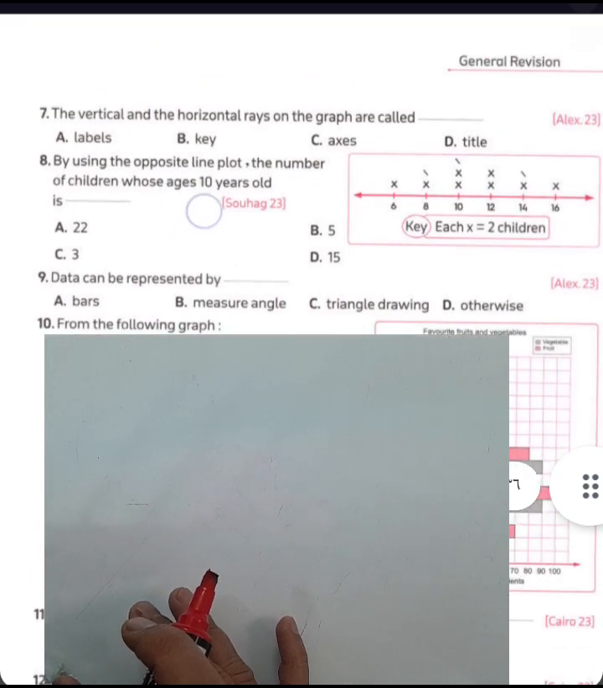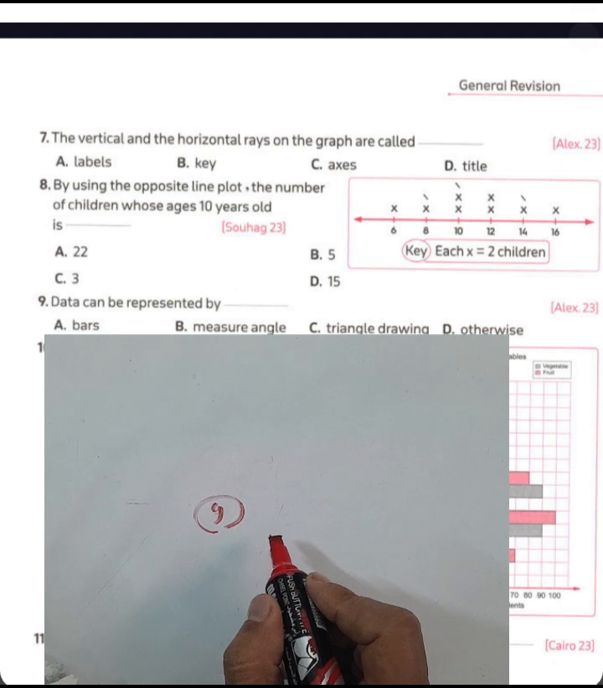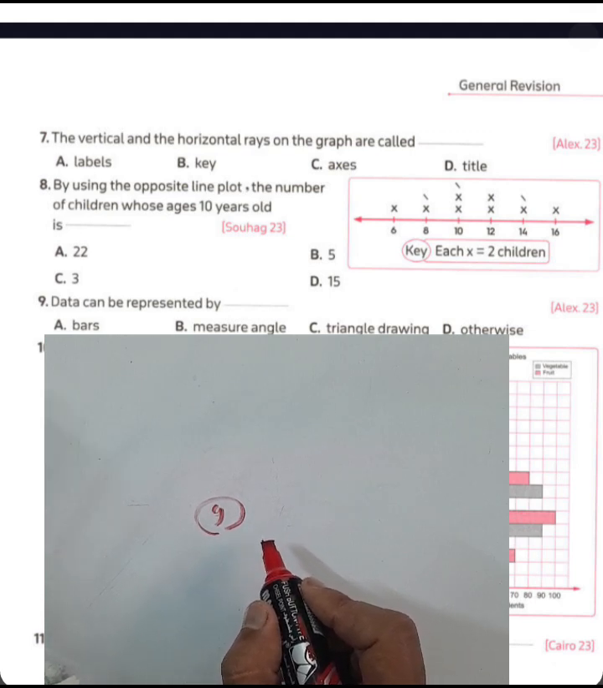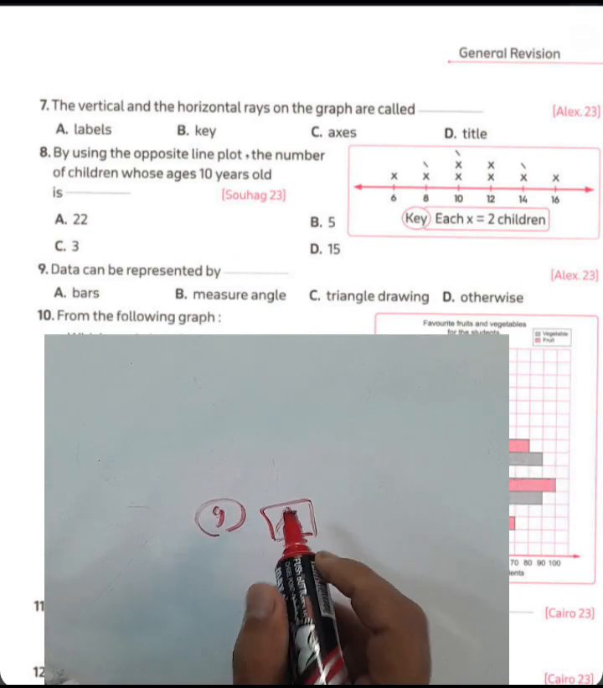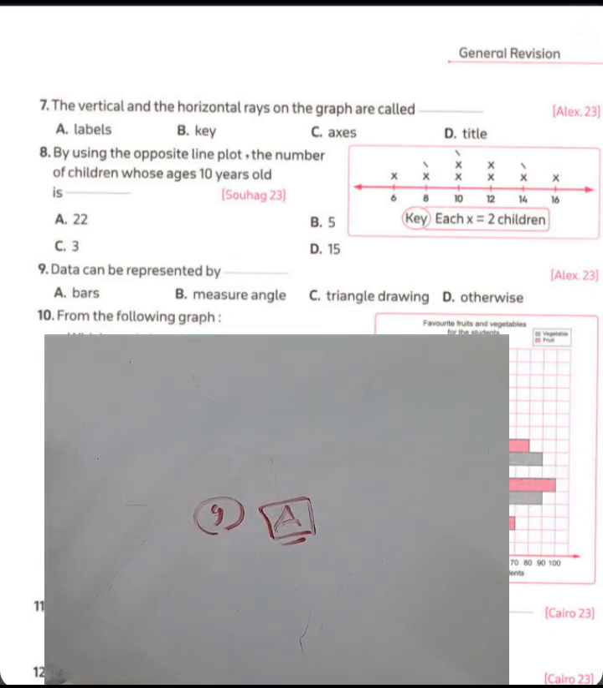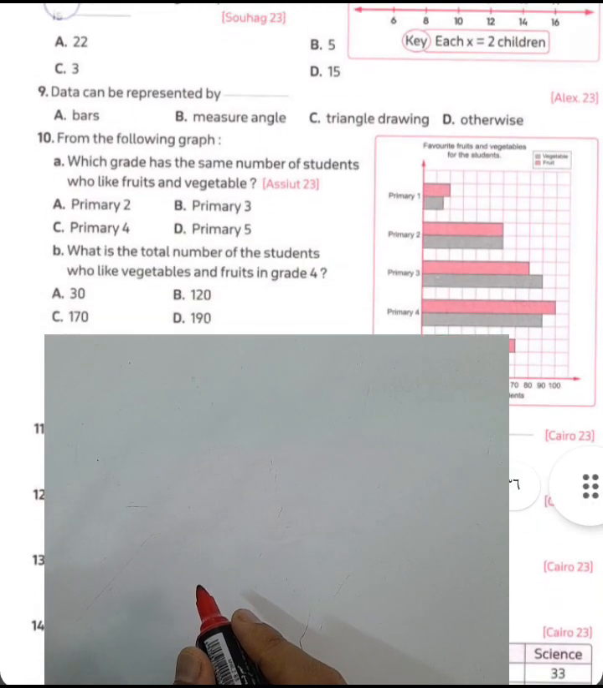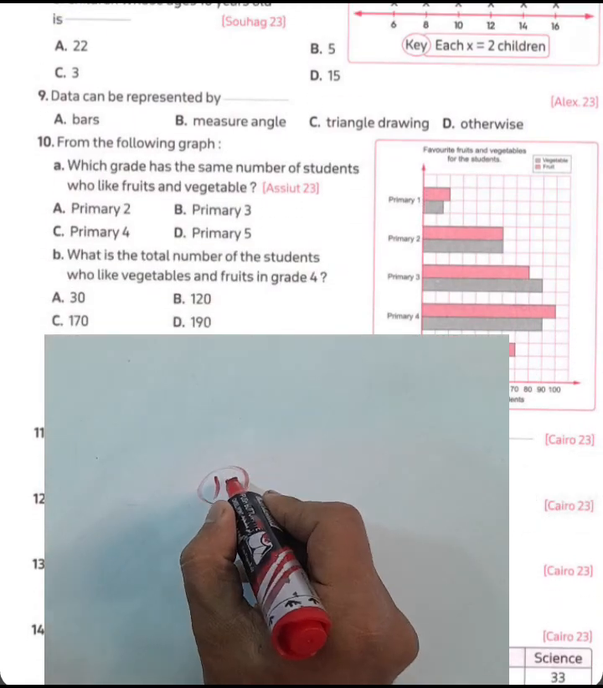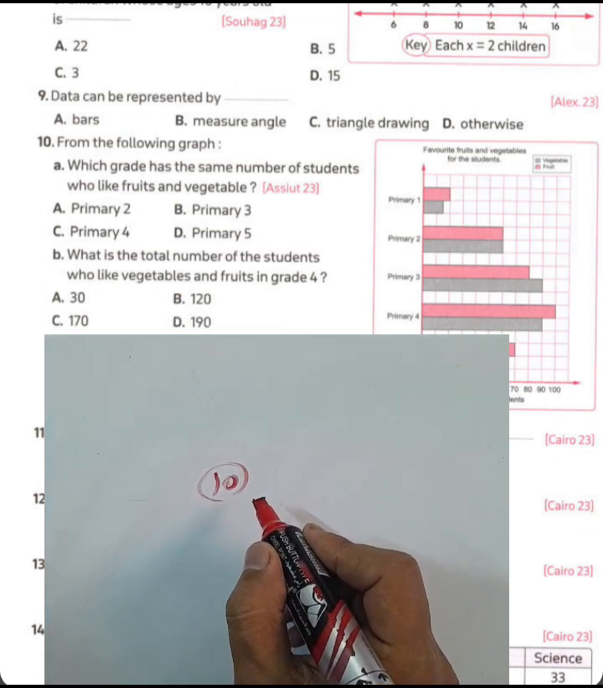Question number 9. Data can be represented by parts. Choose letter E. Okay. Question number 10. From the following graph, which grade has the same number of students who like fruits and vegetables?